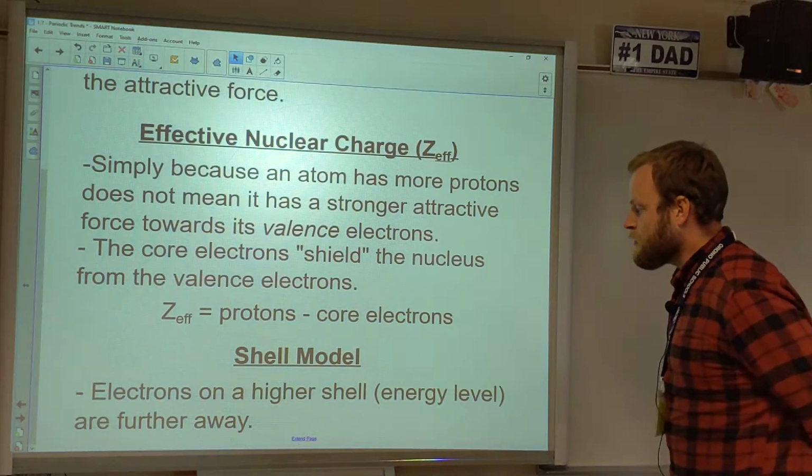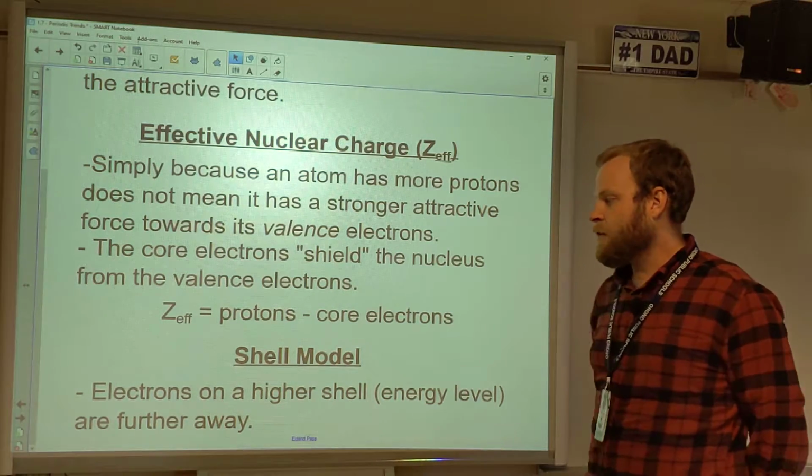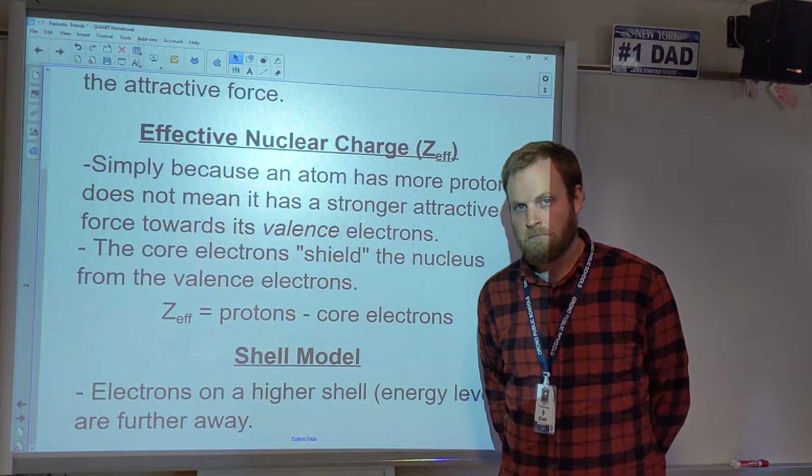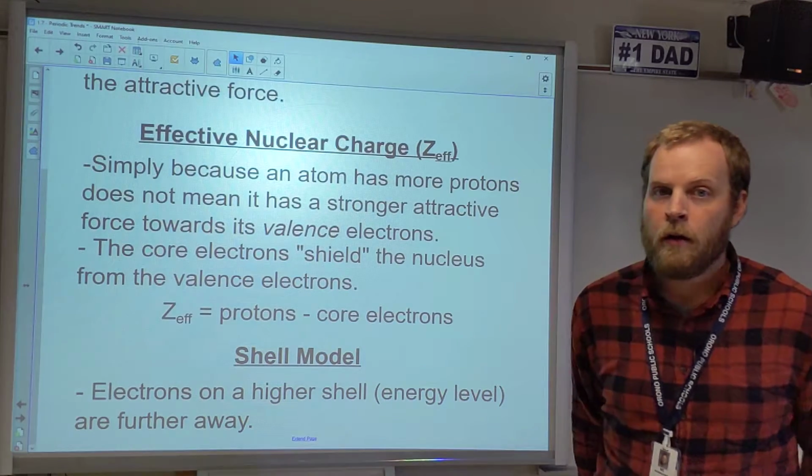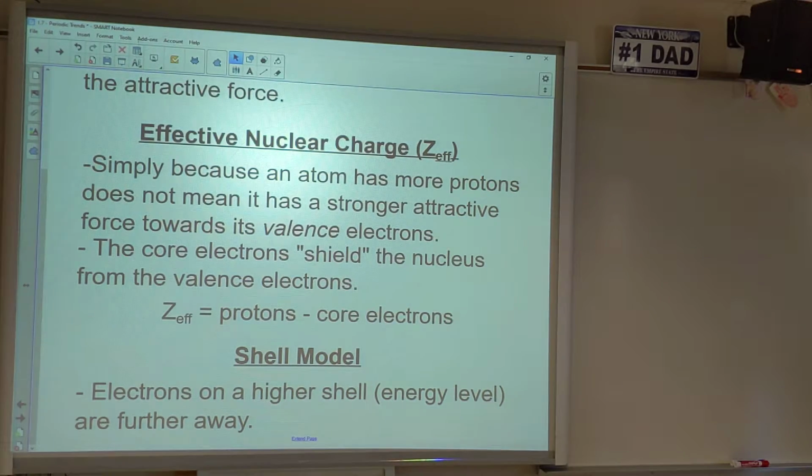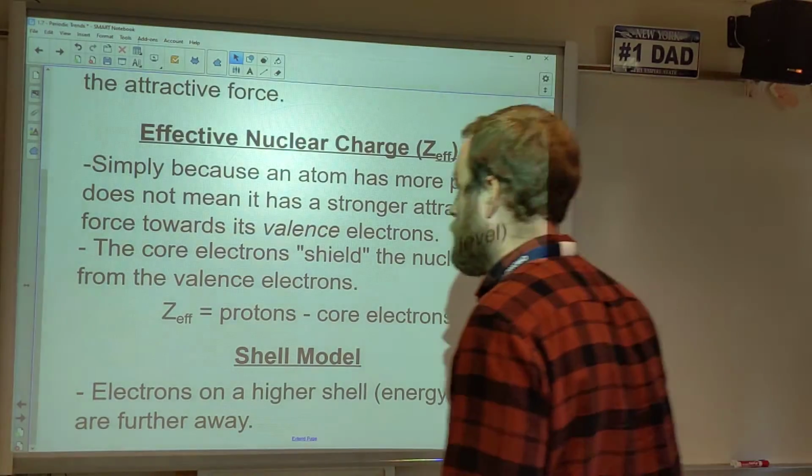Okay, and then the shell model: electrons on a higher shell are further away. So the shell is related to the period that they're in on the periodic table. Elements that are farther down on the periodic table have more shells, so their electrons are further away.